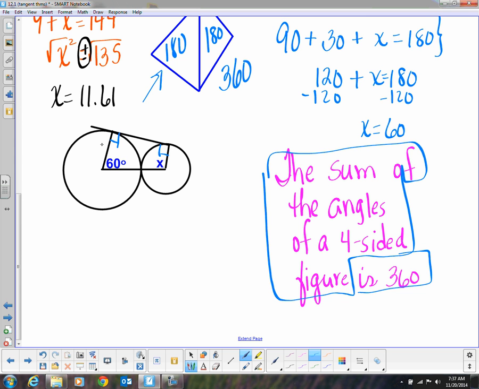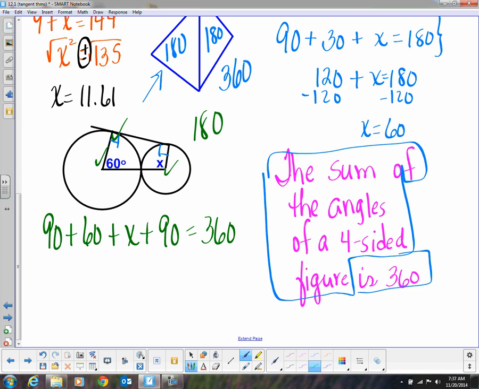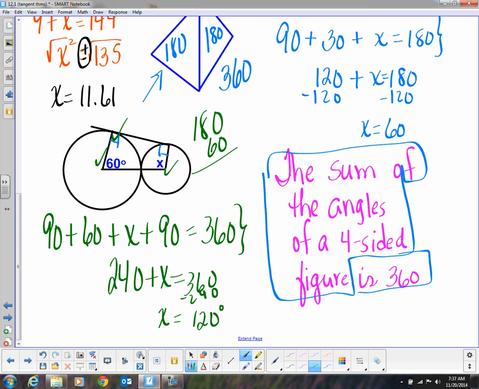How am I going to find x in this picture? What will my equation be? 90 plus 60 plus x plus, we did this one, we did this one, we did this one, what else? 90 and 90 is 180, plus 60 is going to be 240 plus x is equal to 360. Does this show me that you understand the concept? So x is going to equal 360 minus 240, I believe that is 120 degrees.